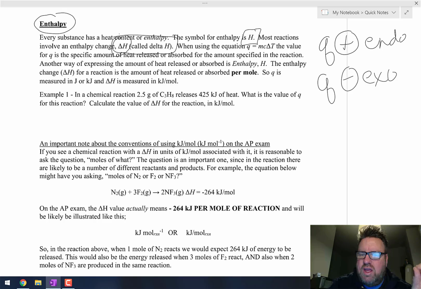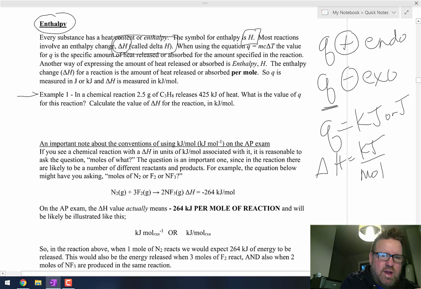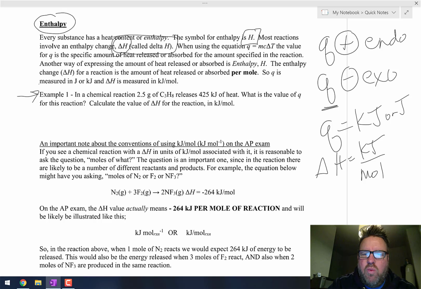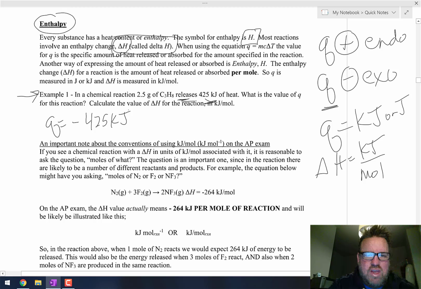When you calculate Q, Q is just measured in kilojoules or joules. Delta H is measured in kilojoules or joules per mole. So in example number 1, in a chemical reaction, 2.5 grams of propane releases 425 kilojoules of heat. What is the value of Q for this reaction? It's releasing 425 kilojoules of heat, so Q equals negative 425 kilojoules. Nothing special that you need to do there.